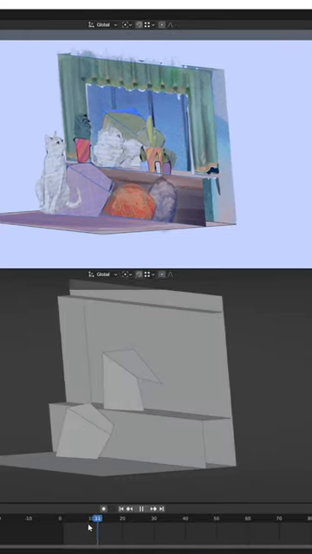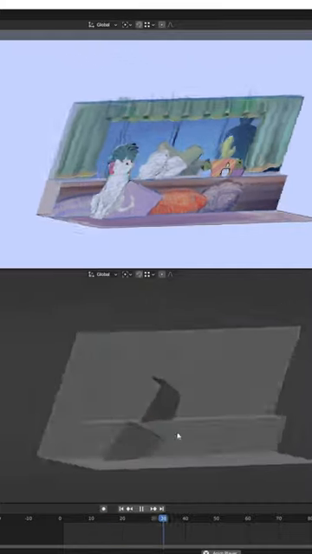Hi, Sophie here, and this is a small look at my process starting to design a pop-up card in Blender.